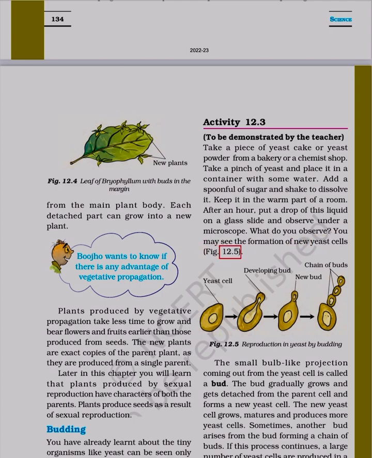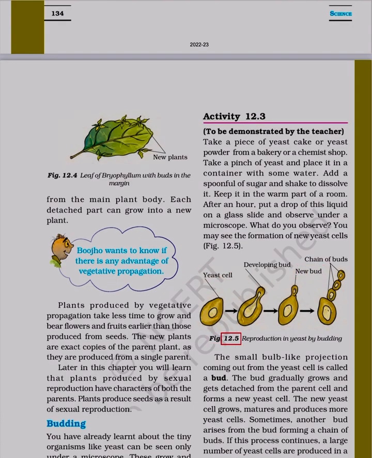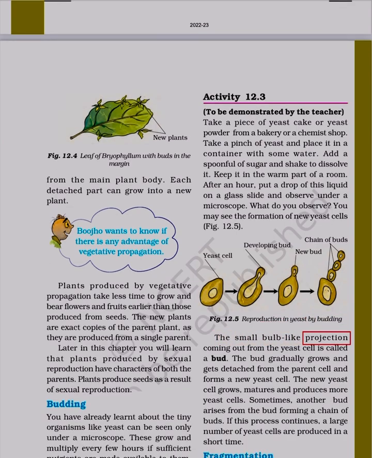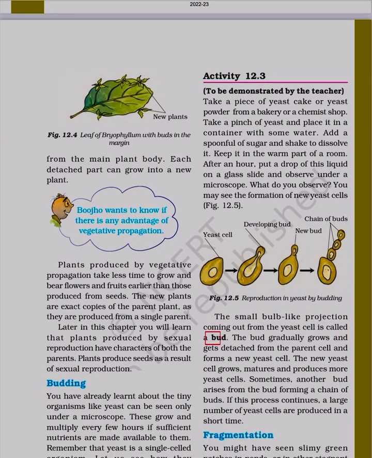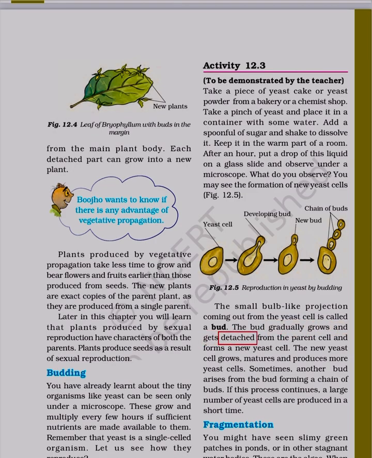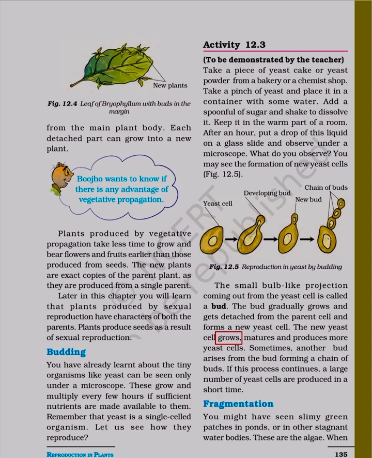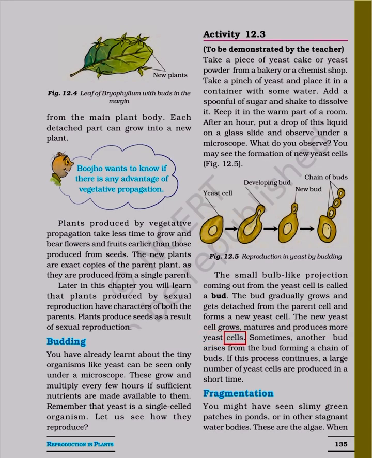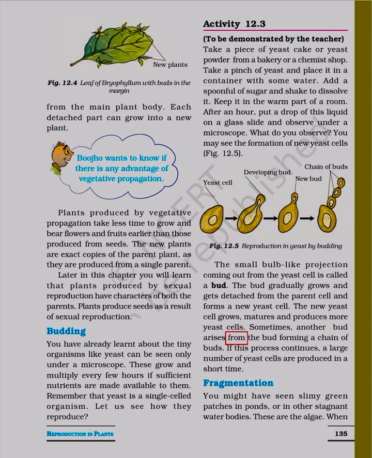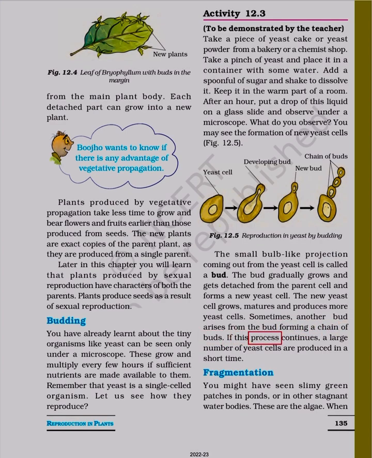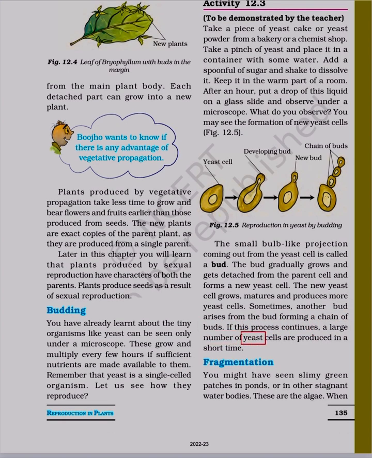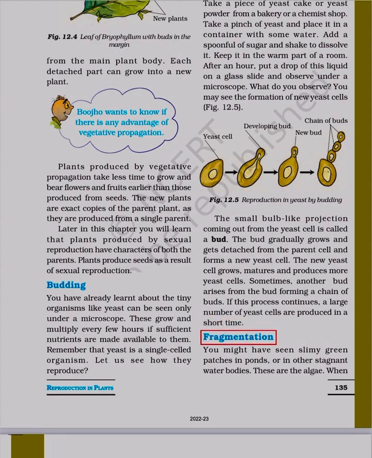Figure 12.5. Developing bud. Chain of buds. New bud. Yeast cell. Figure 12.5 Reproduction in yeast by budding. The small bud-like projection coming out from the yeast cell is called a bud. The bud gradually grows and gets detached from the parent cell and forms a new yeast cell. The new yeast cell grows, matures and produces more yeast cells. Sometimes, another bud arises from the bud, forming a chain of buds. If this process continues, a large number of yeast cells are produced in a short time.